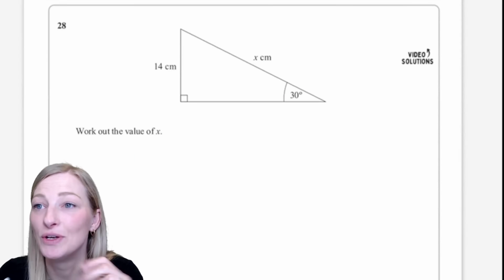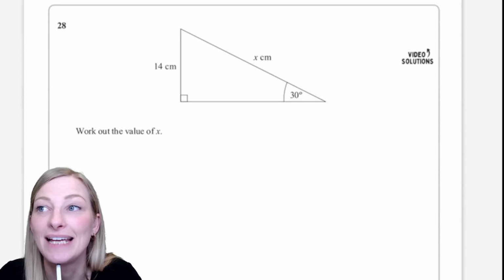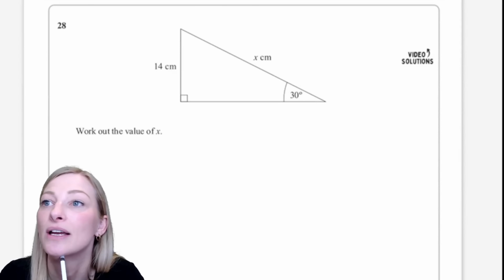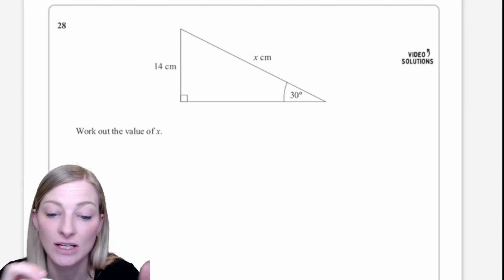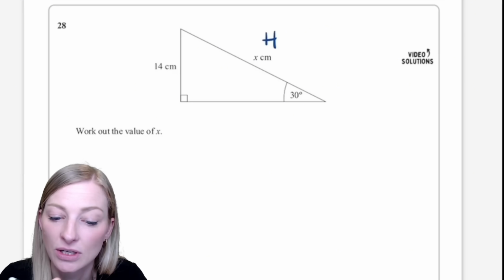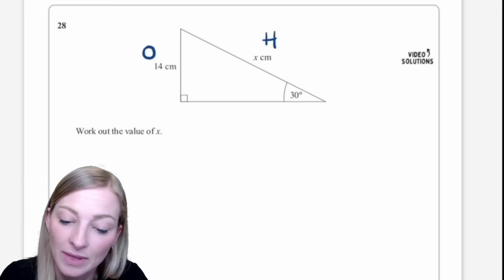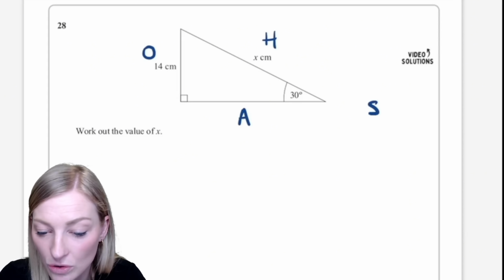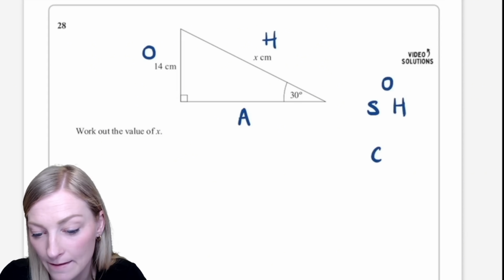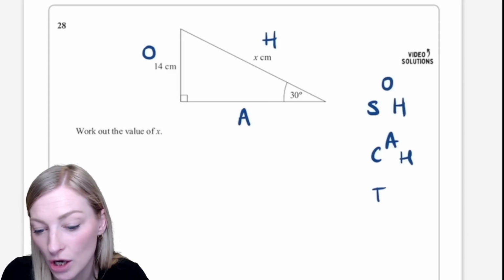And last but not least, question number 28, and this is SOHCAHTOA, trigonometry. So first thing I'm going to do is label my sides. I know that this is the hypotenuse, I know that this is the opposite, and I know that this is the adjacent. And always with SOHCAHTOA, let's do the triangles over here, SO, CA, and TOA.